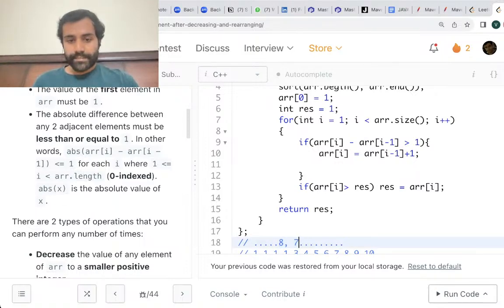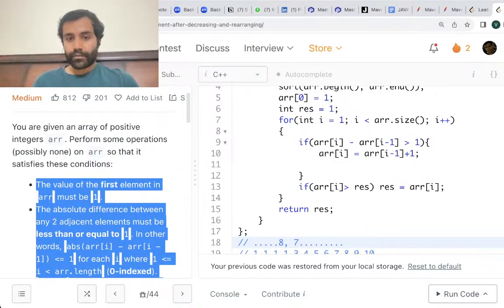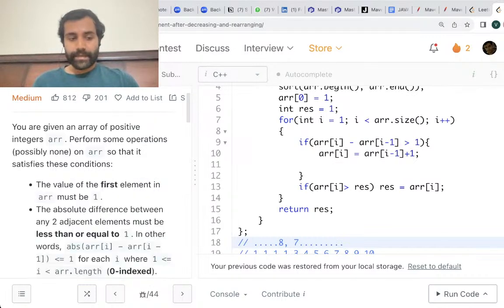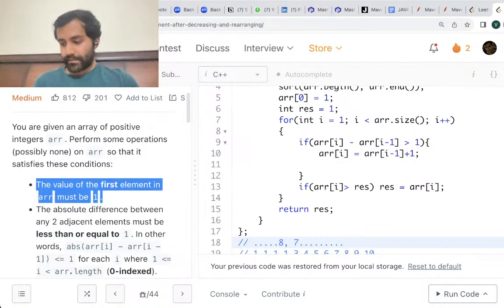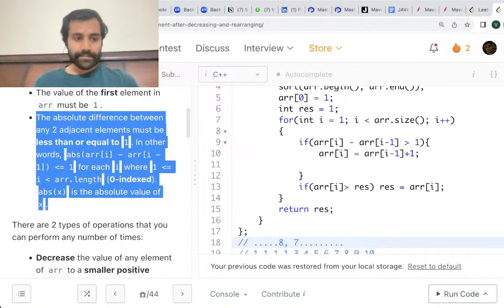So the element towards the left side of 8 should also be either 8, or 8 minus 1, or 8 plus 1. Similarly, the element towards the right side of 7 can be 7, or 7 minus 1, or 7 plus 1. So these are the properties that we want in the resultant array. What are the properties? The first element should strictly be 1. You have no other option. And the second property is this, which we just discussed.